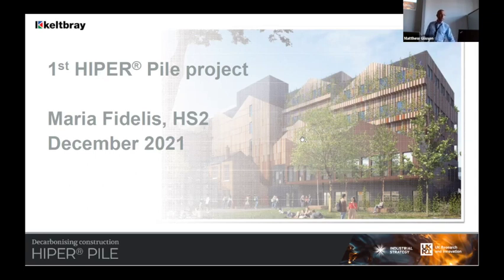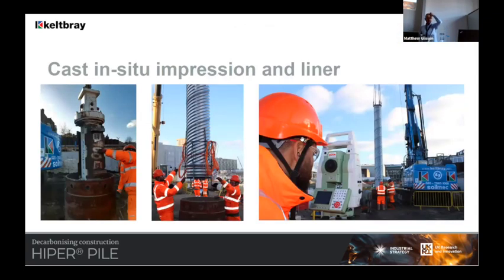So yeah, a little bit about the first project that we've done for High Speed 2 with the Hyperpile, Maria Fidelis, 40 piles, a combination of cast in situ and precast board piles. That's our impression tool on the left-hand side there. Basically it's a 750 diameter bore, but it mimics a 900 mil diameter pile. Strain gauges and things being installed into the temporary and permanent steel liner for the cast in situ versions going in the ground.